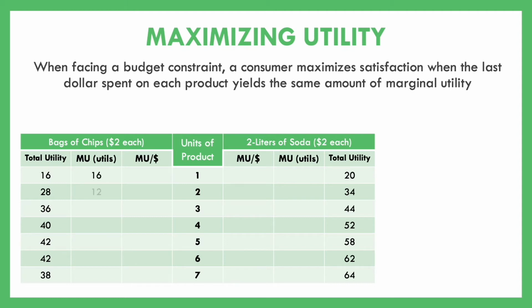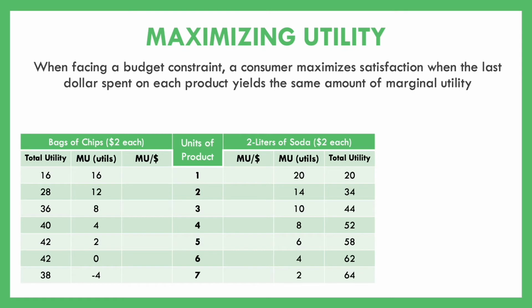And so we can just go through and look at the changes. From 0 to 16, it's 16. From 16 to 28, it's 12. From 28 to 36, it's 8, and so on. So there we have our marginal utility in utils for chips. And then we can do the same thing with soda. From 0 to 20, it's 20. Then 20 to 34, it's 14. 34 to 44, it's 10, and so on.